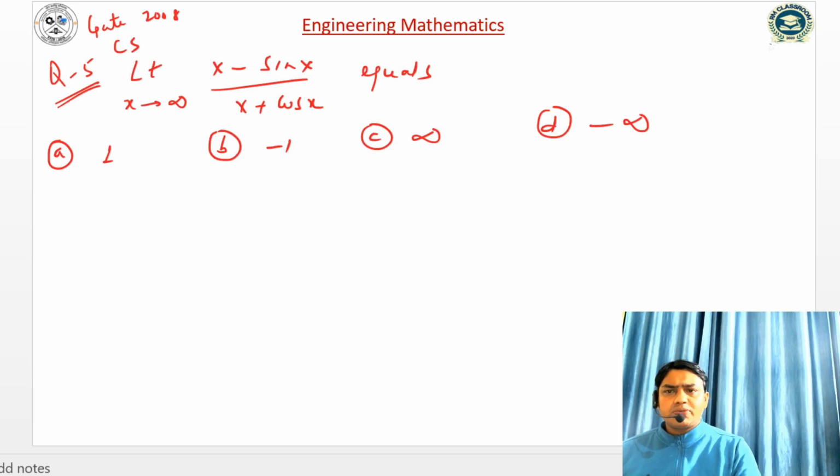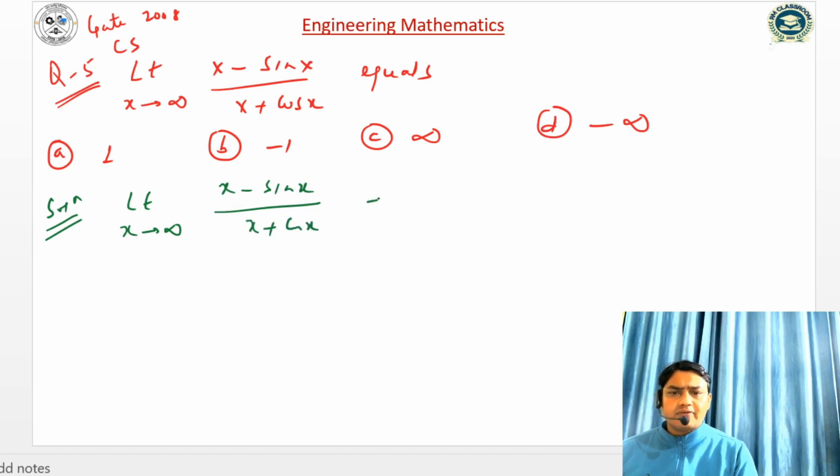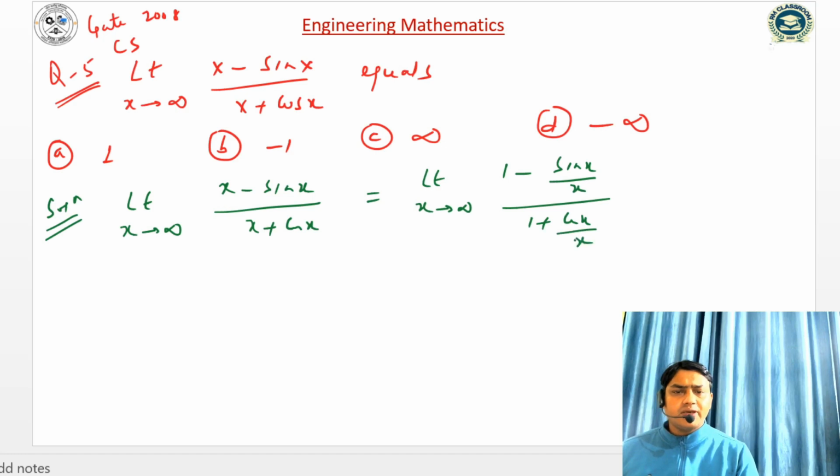Let us take another problem. This question was asked in GATE 2008 in the computer science branch. Limit x tends to infinity of (x minus sine x) divided by (x plus cos x). If I divide by x in the numerator and denominator, we can write 1 minus sine x divided by x, divided by 1 plus cos x divided by x.